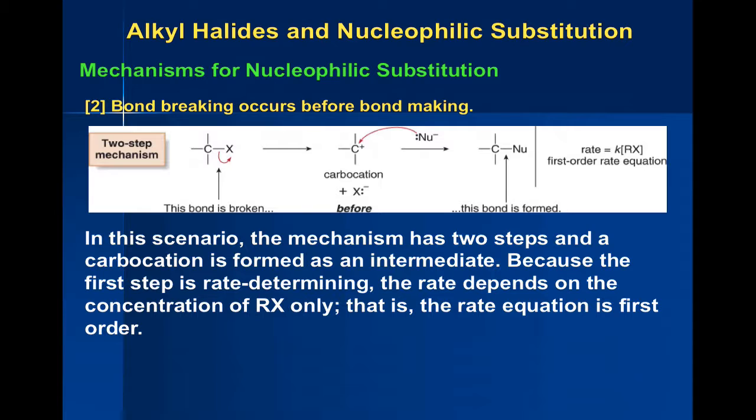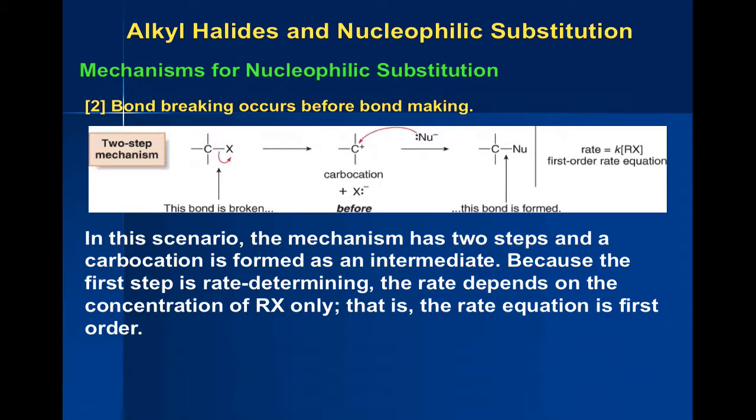This mechanism is what? SN1. Substitution, nucleophilic, unimolecular. Some people say monomolecular. It's unimolecular, okay? It tells me that one and only one species is involved in the rate determining step. And that species is the electrophile, in this case the alkyl halide. Okay?